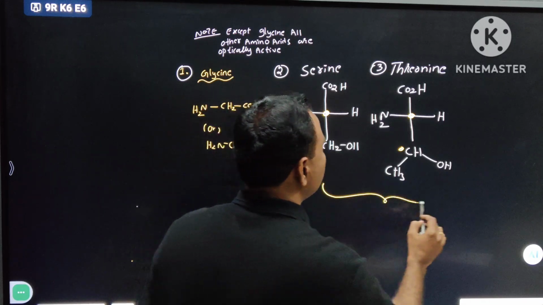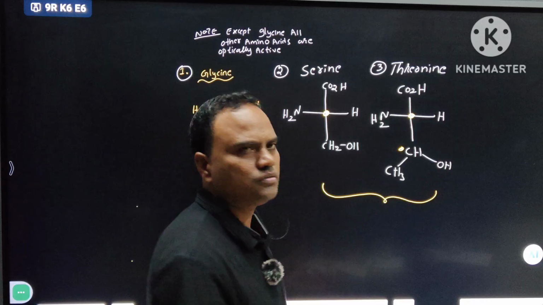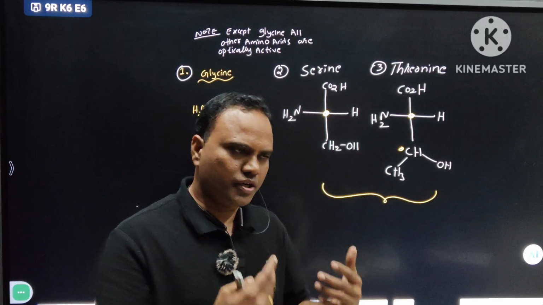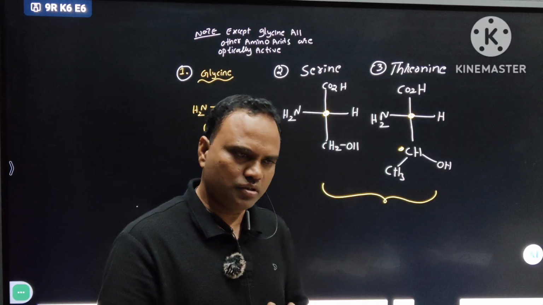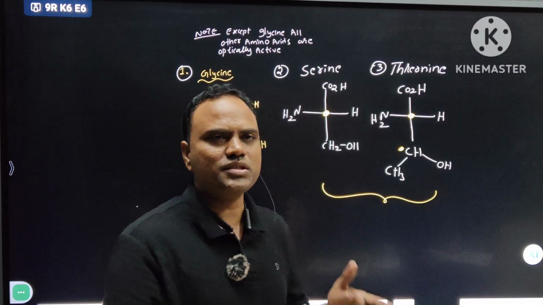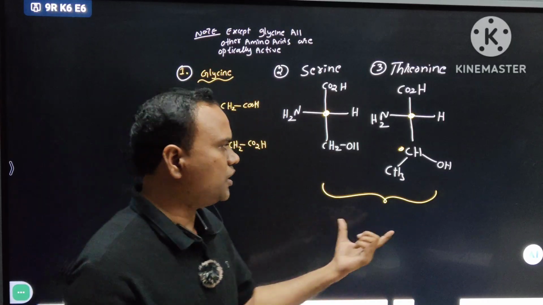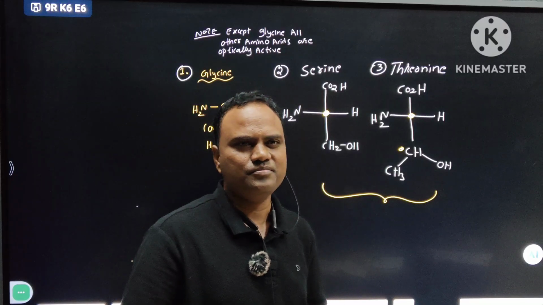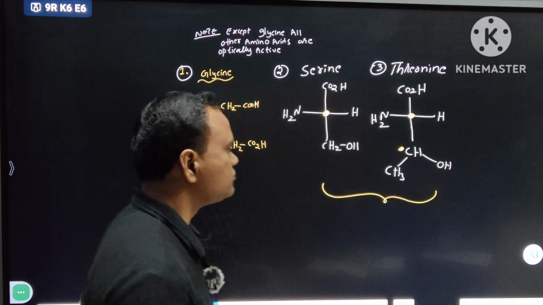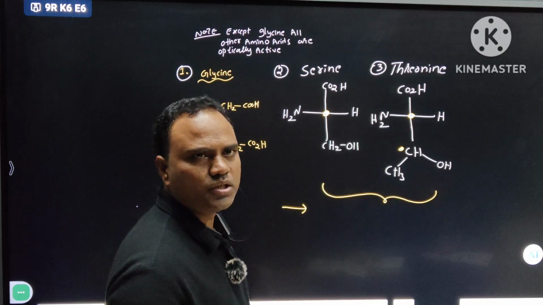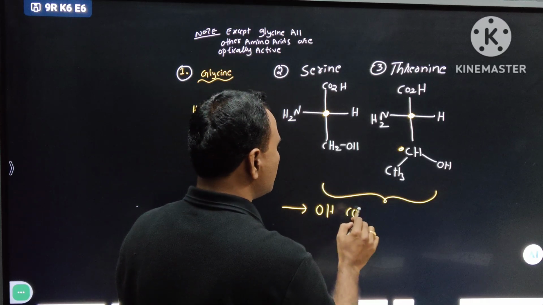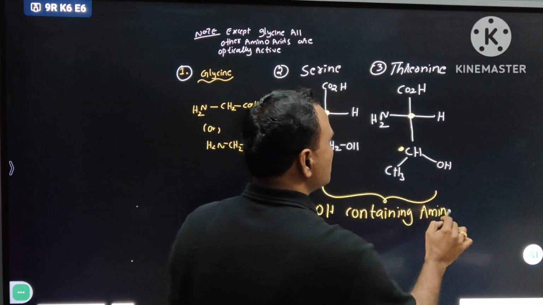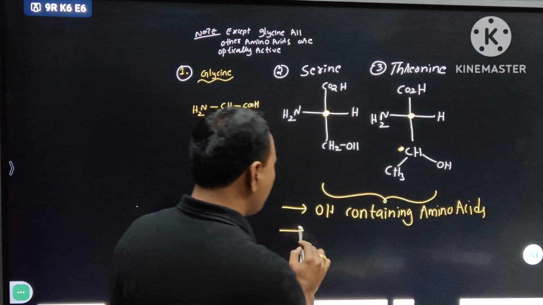You can learn like a set. This is one set. Your wish. After knowing how to read, your wish. You can read individually. If you have memory power, learn individually. Otherwise, learn like a set. See why I kept both as one set, because a common point is there. OH group and OH group is present. OH containing amino acids. First point, OH containing amino acids. Next, homologs.